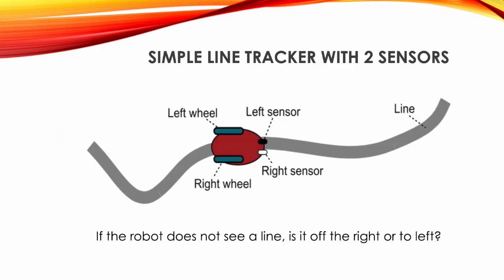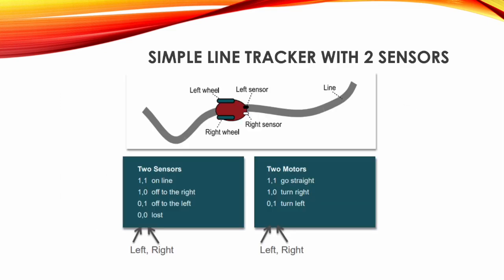If the robot does not see a line, one of the things we want to know is whether it's off to the left or off to the right. We've got 2 sensors which serve as our inputs, and those sensors are the left sensor and the right sensor. And we're going to say if I have 1, that would say that both the left, which is the first argument, and the right are on at the same time. And there's really the different possible inputs.